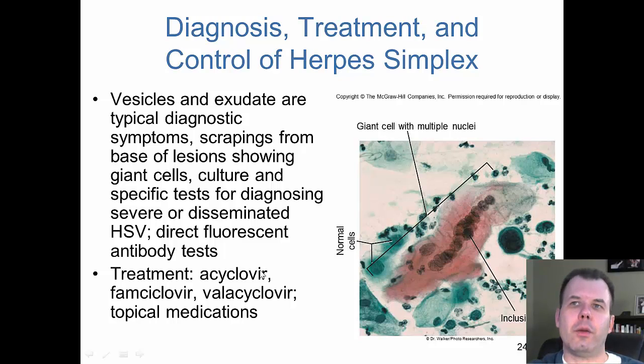Here are a number of the different treatments. Acyclovir, famciclovir, valacyclovir, and topical medications are given. Valtrex is the most common one. You may see this as a topical treatment or over-the-counter type of thing. There are also some topicals that will help heal the wound, and so again, speed up healing. But there is no cure for this.